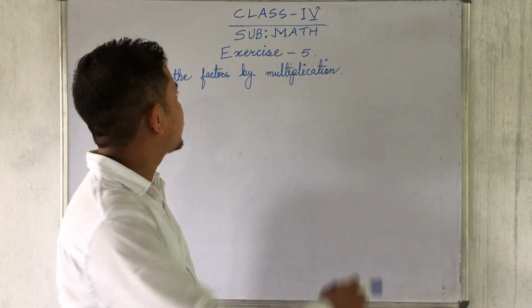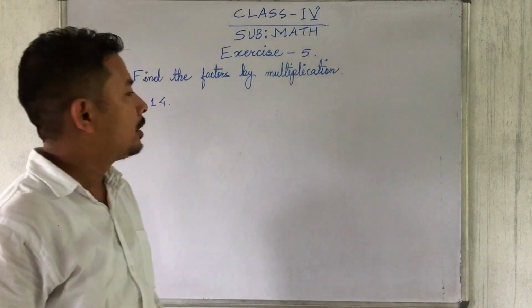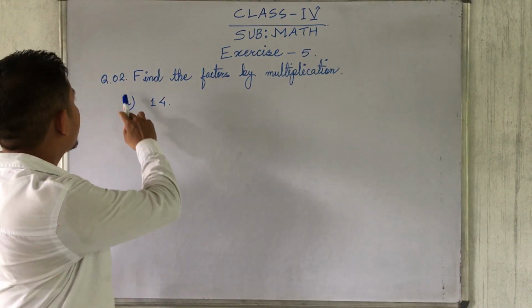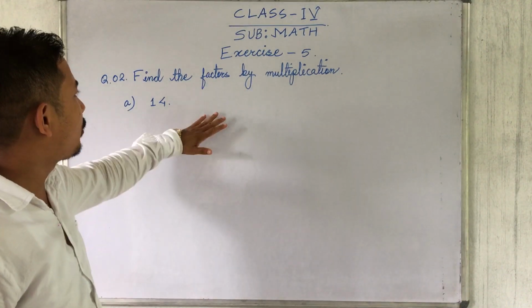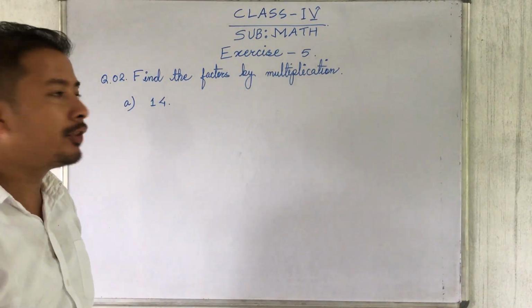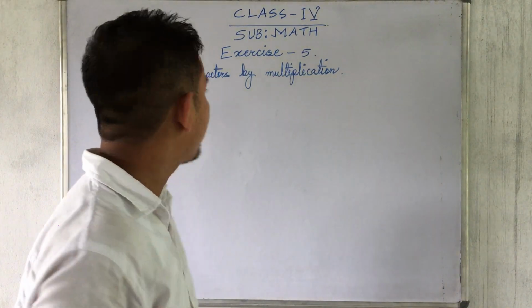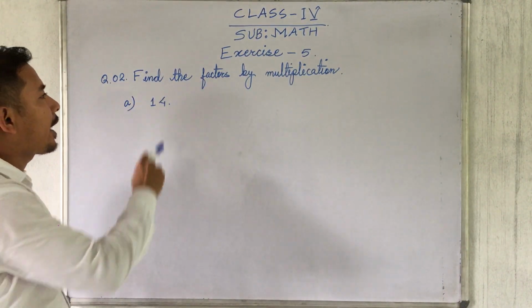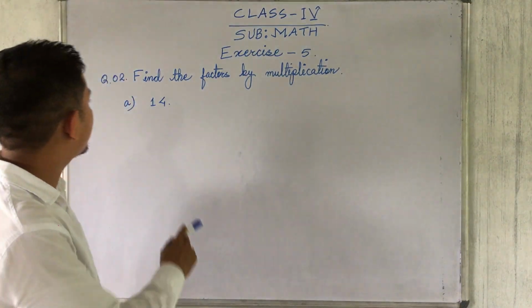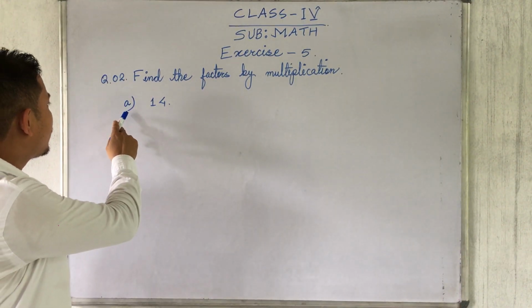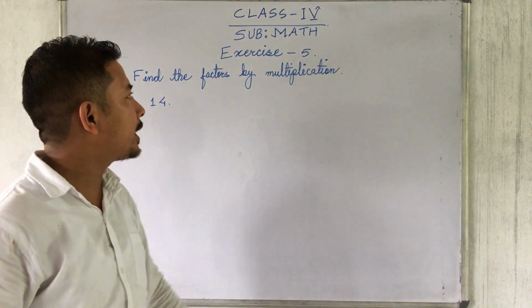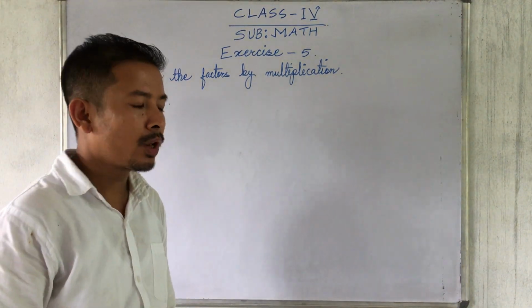Today we are going to do exercise 5, okay, and from this exercise question number 2 I will solve here. Everybody watch this video and try to understand, okay. Now look at here, question number 2 is find the factor by multiplications. Here given question number A, there is 14. We have to find out the factor of 14 by multiplications.